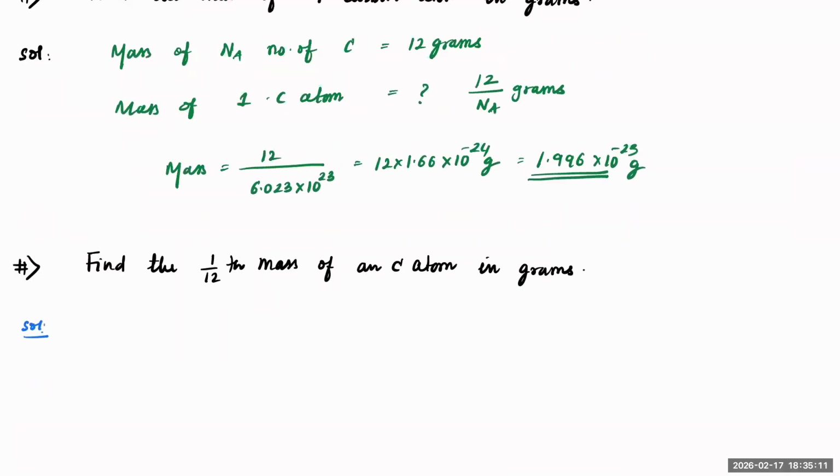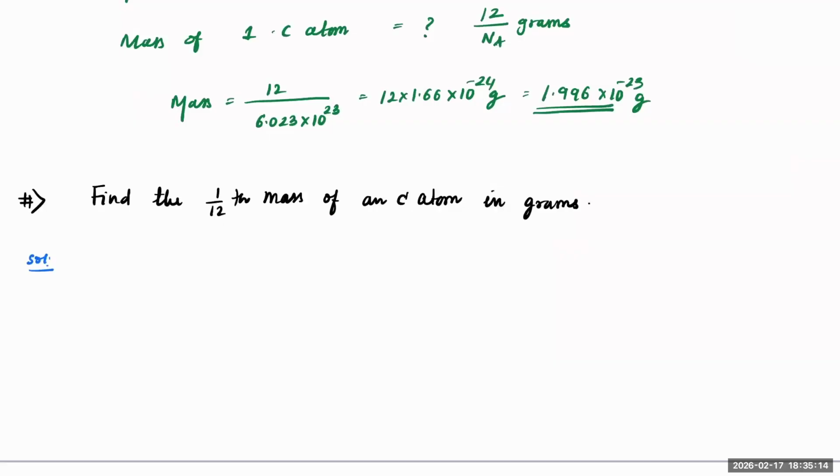Let's go ahead with the next one. What if the question is given like this? Find the 1/12th mass of a carbon atom in grams. Can I write this as 1/12th of mass of carbon atom? We just learned that mass of one carbon atom is 12 by Na. I can write this as 1 by Na in grams. And 1 by Na is 1.66 into 10 raised to power of minus 24 grams.